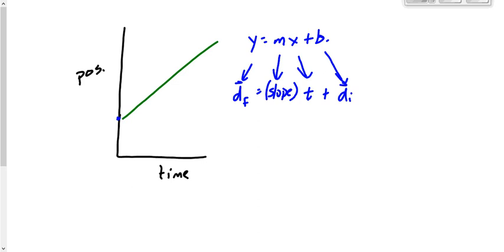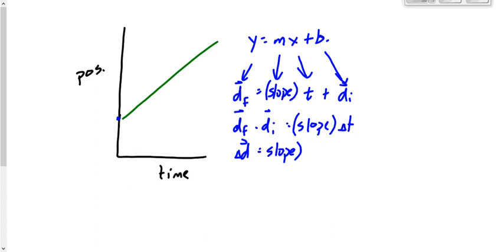I'm actually going to take this over with subtracting and say df minus di. I could say t or delta t. I'm going to call it delta t, actually, which makes it work a little better for me. df minus di is delta d, which is equal to the slope times delta t.